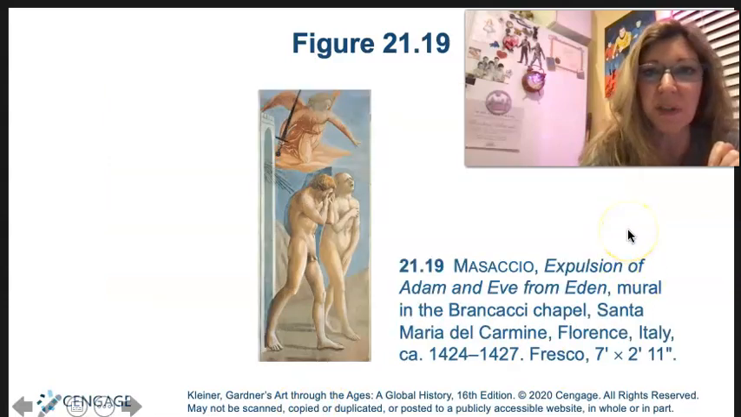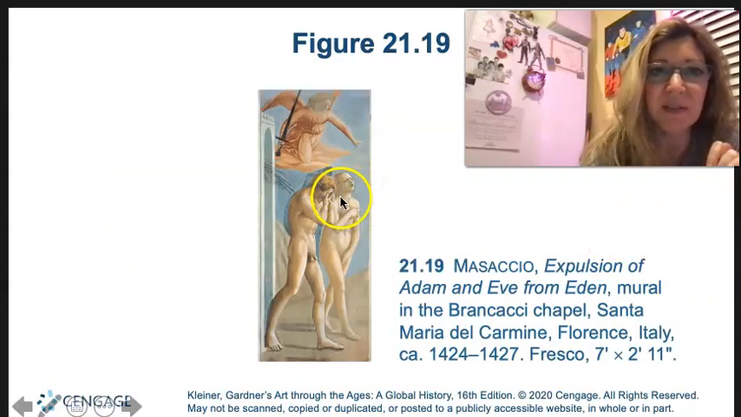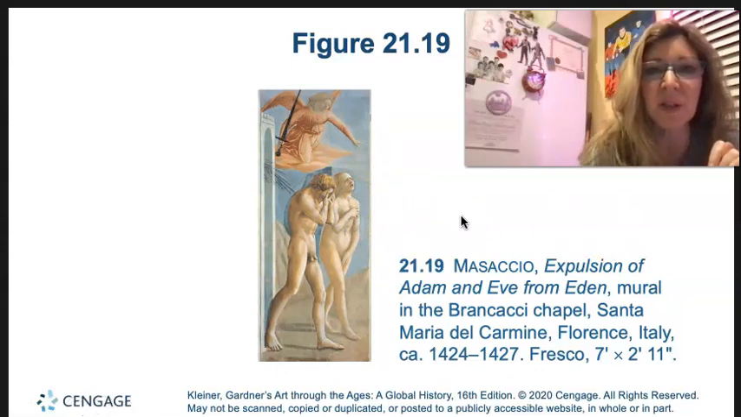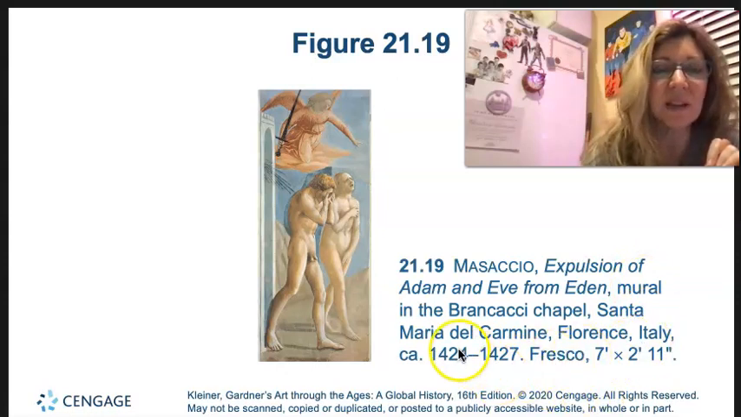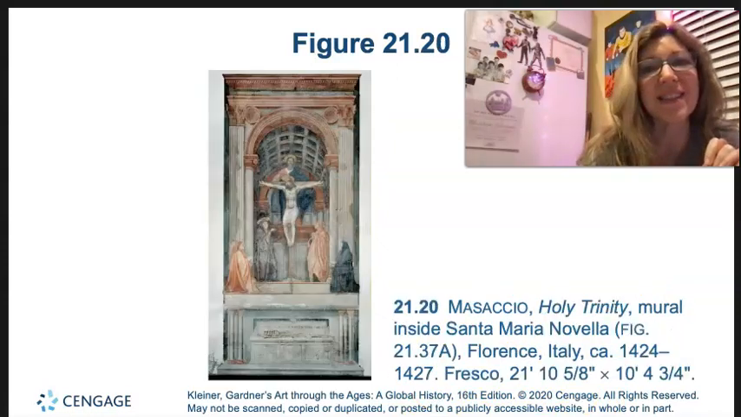Okay, here's that frightening picture. It always freaks me out. Eve, oh my gosh, her expression, yikes. So this is Masaccio's Expulsion of Adam and Eve from Eden. This is a mural in the Brancacci Chapel in Florence. It's so big. It's kind of too big, I think. But I'm not making the decisions.